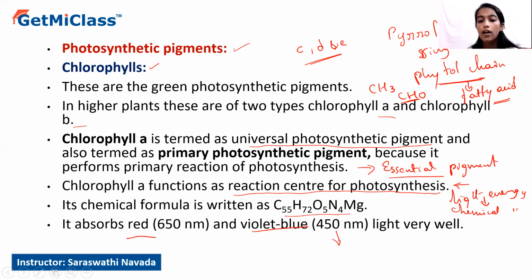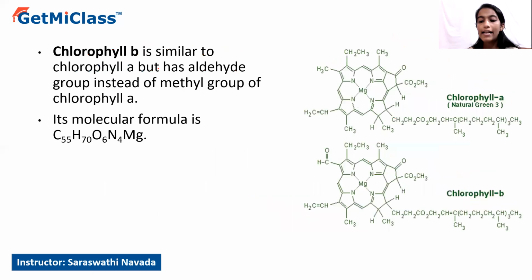And next is regarding chlorophyll B. This chlorophyll B is one more type of chlorophyll pigment. So here we can see the structure of chlorophyll A and chlorophyll B. This particular ring structure is called the pyrrole ring.